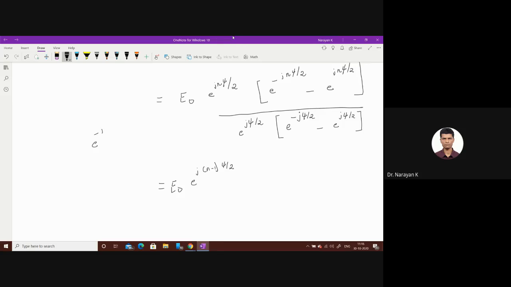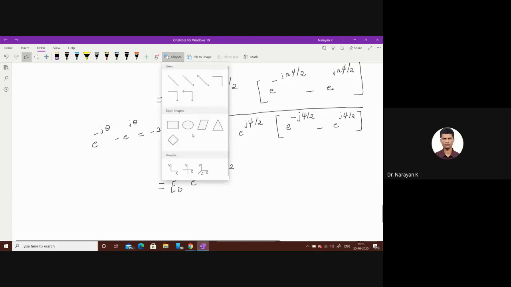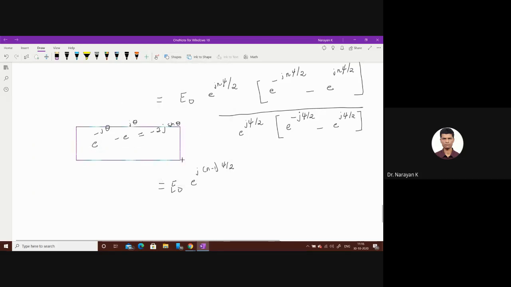So one more thing, e raised to the power minus j theta minus e raised to the power j theta, I can write as minus 2j sin theta. Please make a note of this. Make a note of this formula: e raised to the power minus j theta minus e raised to the power j theta is minus 2j sin theta.